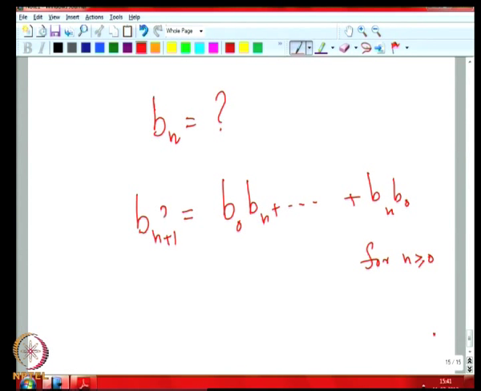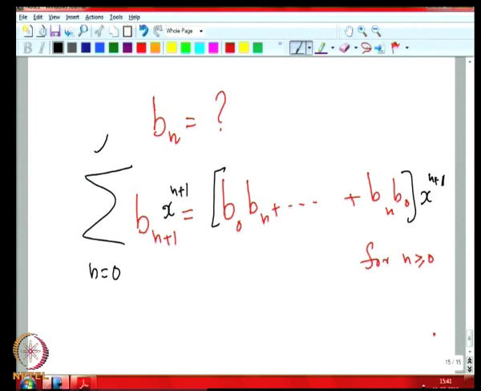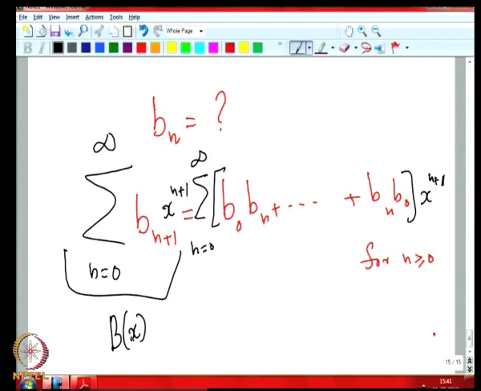So, as usual we can multiply by x raised to n plus 1 on both sides, and then sum from n equal to 0 to infinity. So, this will also be summed from n equal to 0 to infinity. But then what is this? Because we are starting from n equal to 0, this is b1 x raised to 1, b2 x raised to 2 and so on. So, this will be just b of x, if b of x is the generating function for this thing.